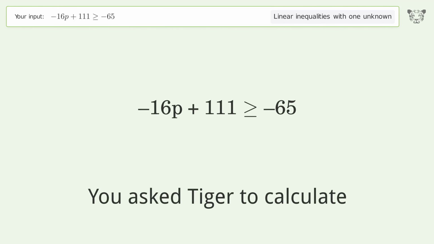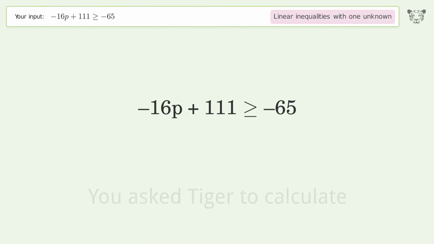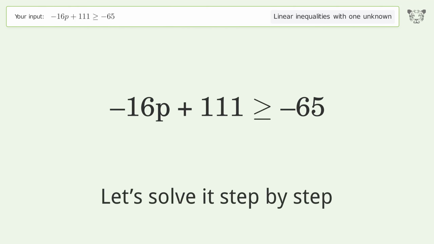You ask Tiger to calculate. This deals with linear inequalities with one unknown. The final result is p equal or smaller than 11. Let's solve it step by step.